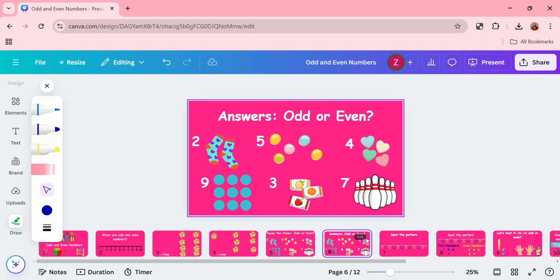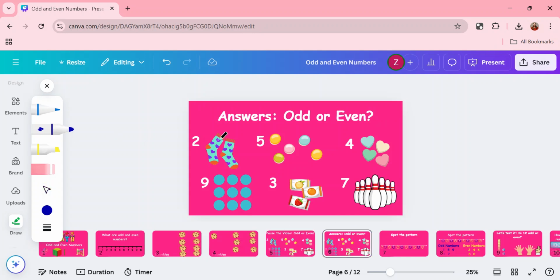Let's have a look. 2 is even because it splits into two equal groups of 1. So 2 is even. Now 5 is odd because it splits with 1 left over. Two groups of 2, but 1 we can't share, so 5 is odd. 4, love hearts, splits into two equal groups of 2. They would be 2 love hearts each. It splits equally without any left over, so it is even.